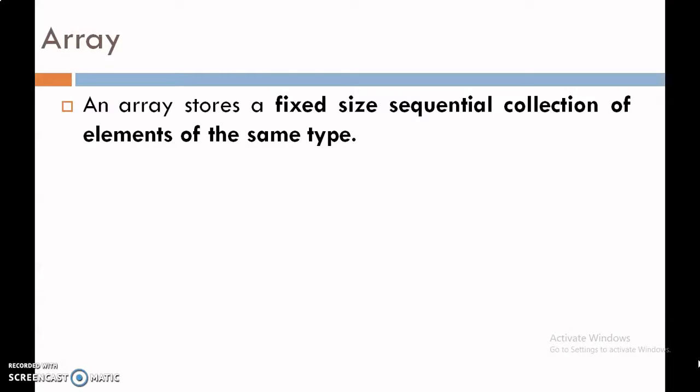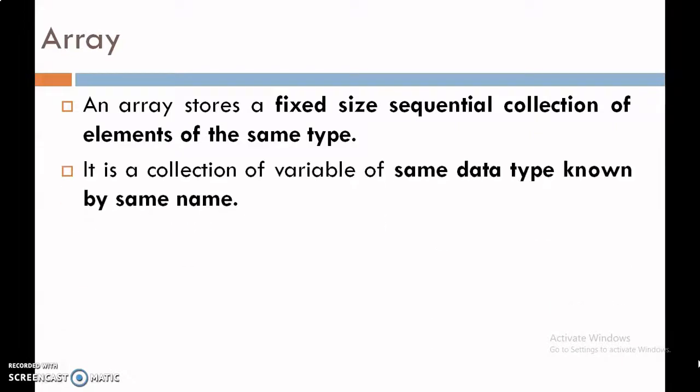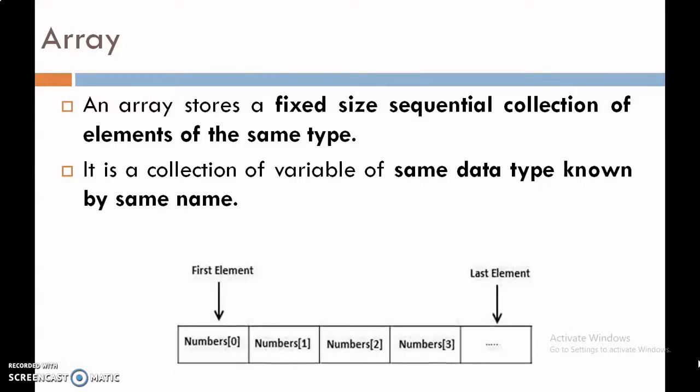An array stores a fixed size sequential collection of elements of the same data type. Whenever the user wants to store multiple elements with the same data type, the user has the option to declare an array. An array is a collection of variables of the same data type known by the same name.